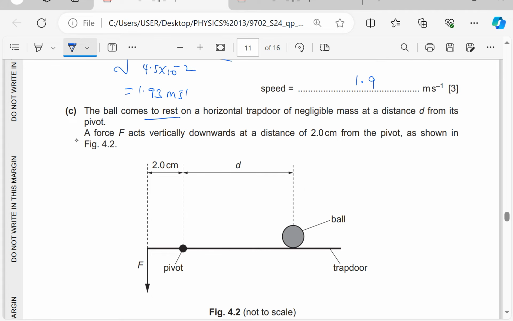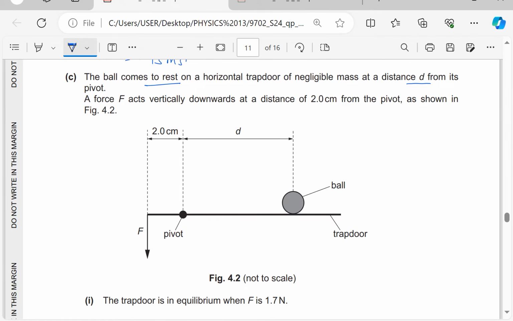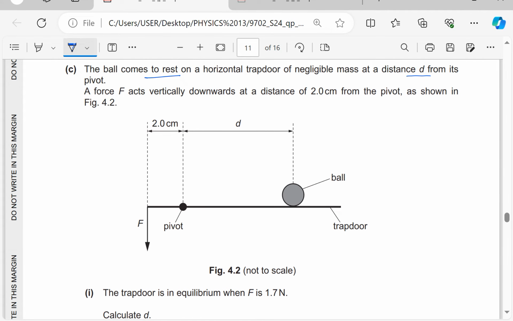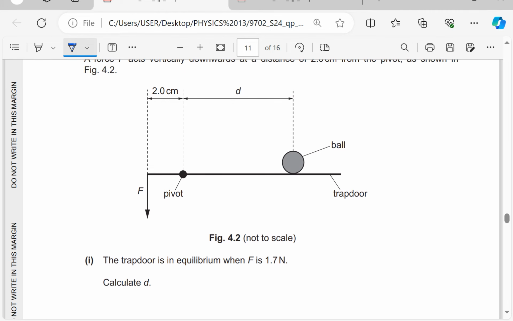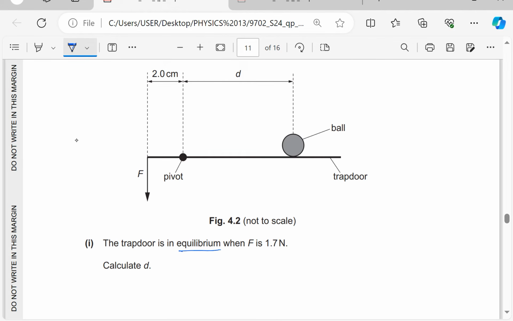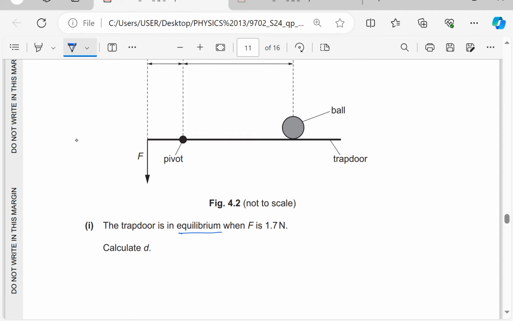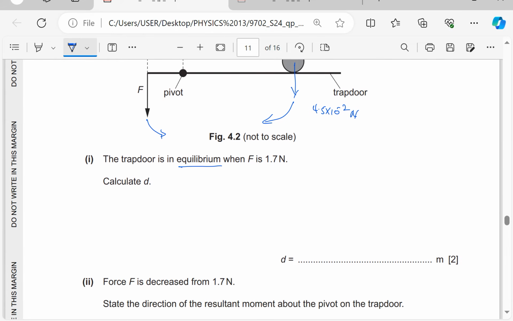mass at a distance d from its pivot. A force F acts vertically downwards at a distance of 2 centimeters from the pivot as shown in the figure. The trapdoor is in equilibrium, which means the resultant force is 0. The sum of clockwise moments equals the sum of anticlockwise moments. Calculate D. So F is causing an anticlockwise moment. Then the weight of the ball will be causing a clockwise moment. And remember, the 4.5 times 10 to the power of minus 2 was given for the ball.